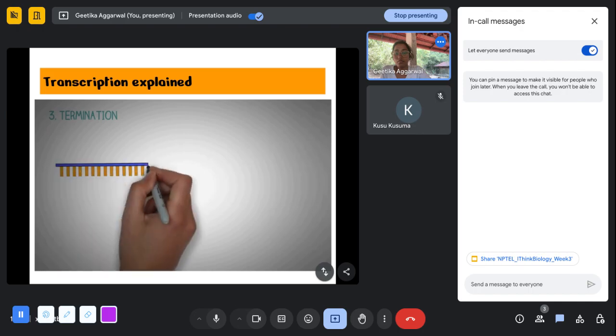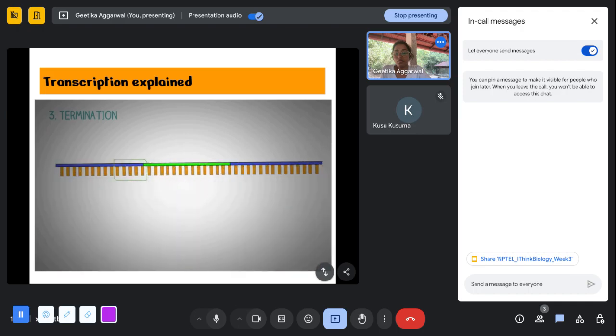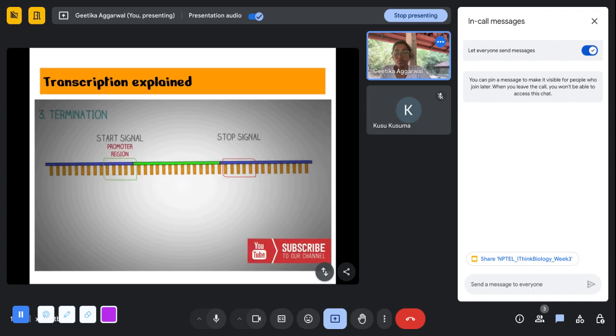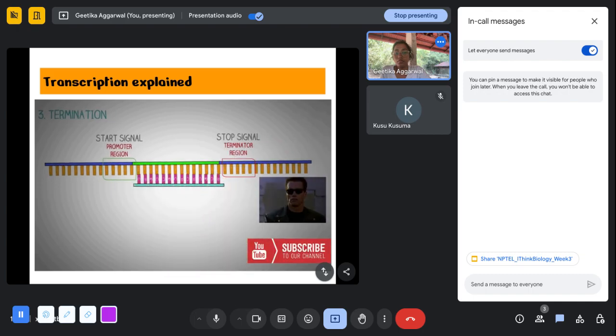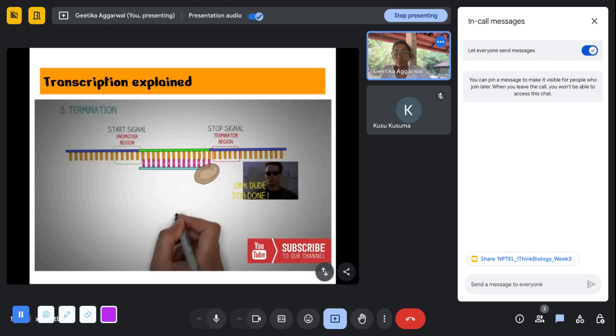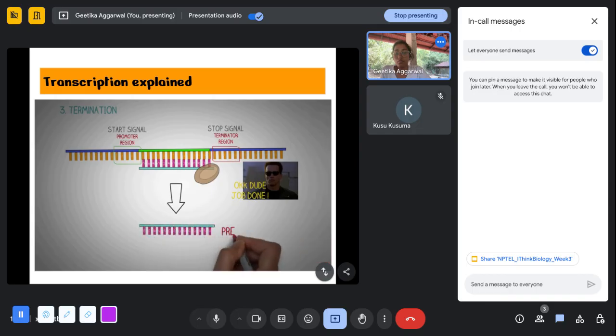The next step is termination. Just like we had a sequence of gene known as the promoter region which signaled the enzyme where to start, we have regions of the gene that basically signal the enzyme where to stop. These signals are known as terminators, and they signal that the RNA transcript is now complete. Once the RNA polymerase reads and transcribes the terminator regions, the newly formed RNA transcript is released from the transcription complex.